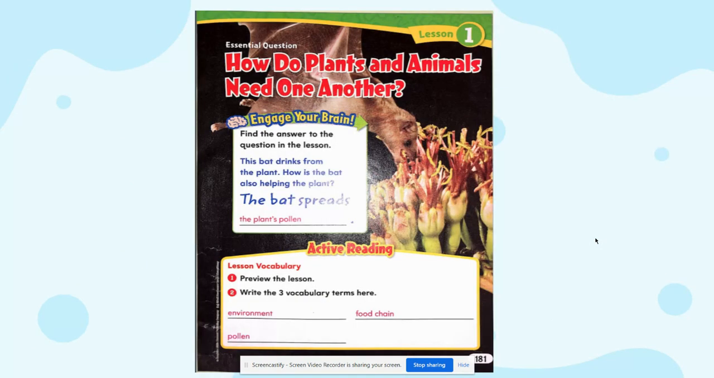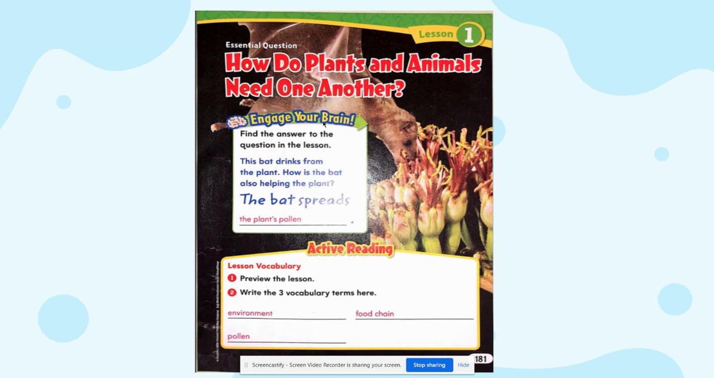Now, I want you to go to page 181. You see the essential question? It says, how do plants and animals need one another? This is a question we're going to be thinking about as we read through the textbook. Looking at the picture, we have a bat, and it looks like the bat is drinking or eating something from the plant. I think the bat is drinking that really sweet nectar from plants.